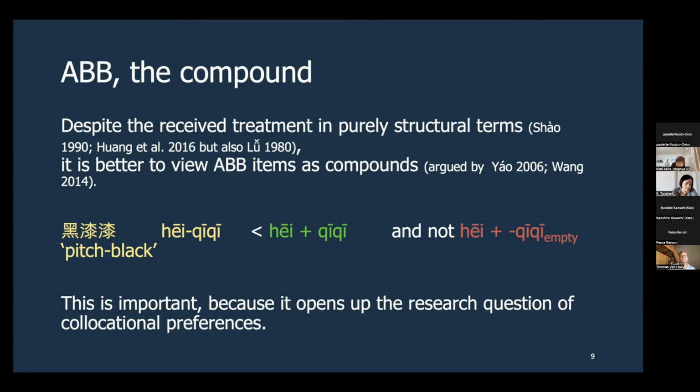I think that's important to view it that way, because if you view them as compounds, then you open up the question of, well, what attracts what from both directions? Because if you just view them as suffixes, then you might just be focusing on what kind of heads can fit the pattern rather than looking at it from both ways.